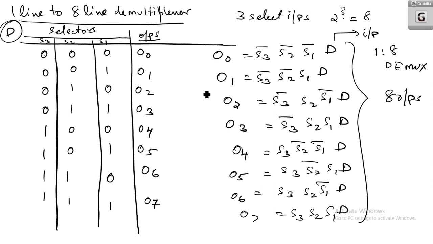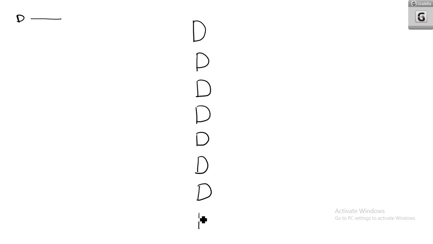Now how to draw a logic circuit for this one, right? Okay, so I need to draw a logic circuit for this one. So D is the input. I am having D as the input, and D is given to all of them, 1, 2, 3, 4, 5, 6, 7, and 8. So D is all there. So D is getting paralleled.